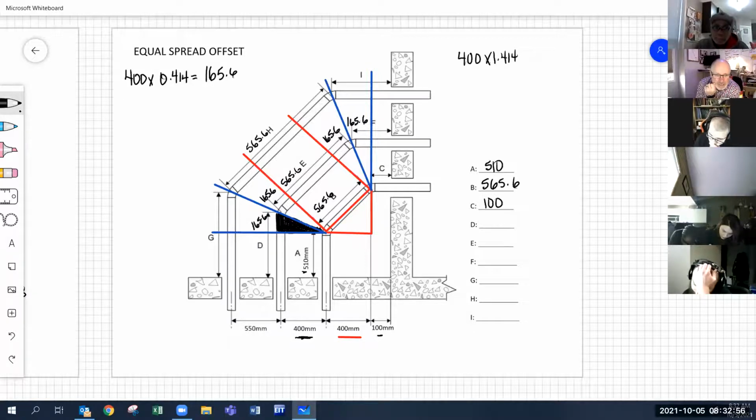So now this measurement here is 510. I can actually add these two numbers together right in here to get D. So D is 510 plus 165.6.